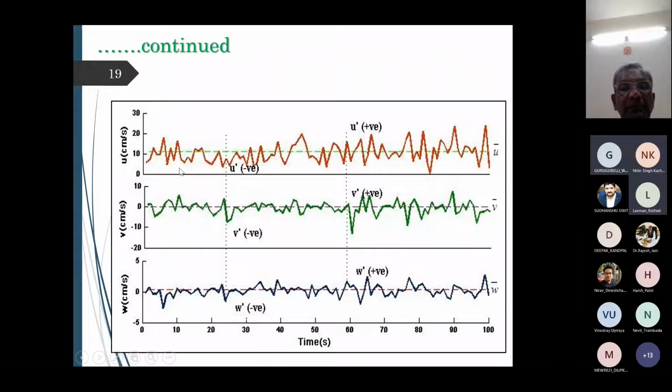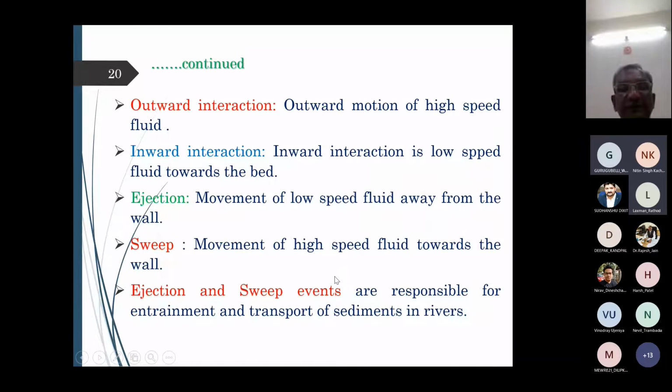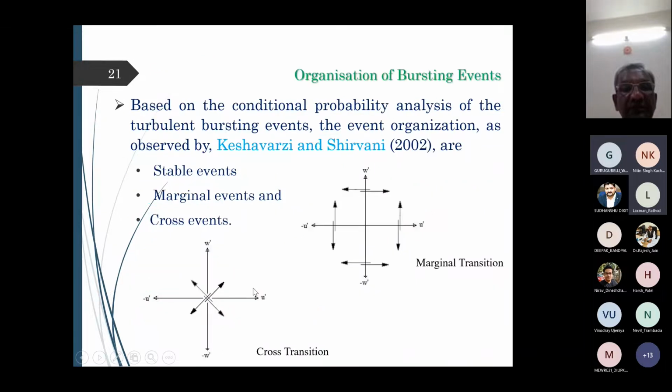So this part I already described. If you plot any particular measurements, if you see this is U prime and V prime, W prime, what is positive, this is positive, this is negative, and so on. That I've already told you. This I've already explained, that what is outward interaction, ejection, sweep, and inward interaction, like that.